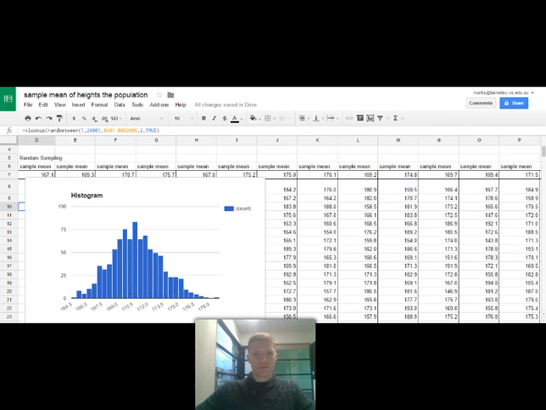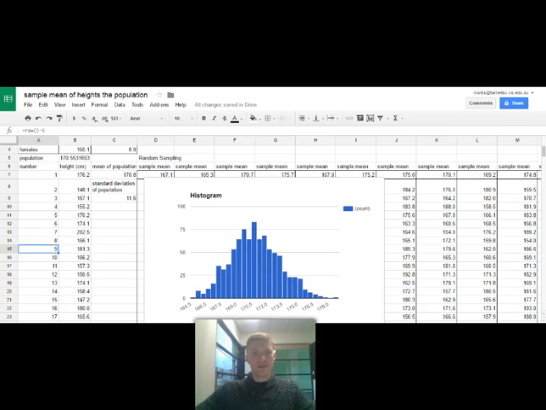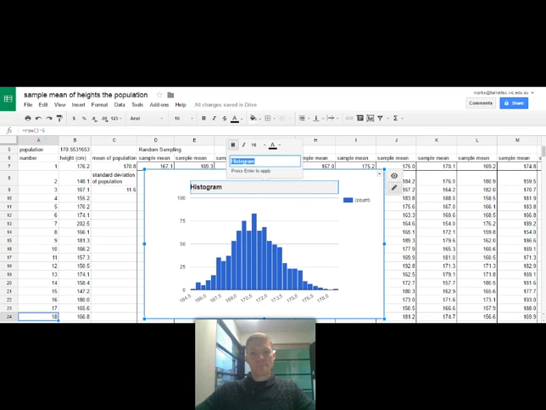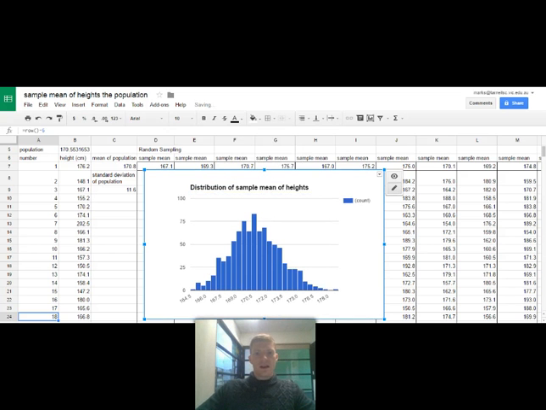Where is it? Come back. There we go. Lovely. Alright, so we can just add some nice axes labels and a title. This is the distribution of sample means of heights. There we have it. And you can see it looks approximately normal as well.